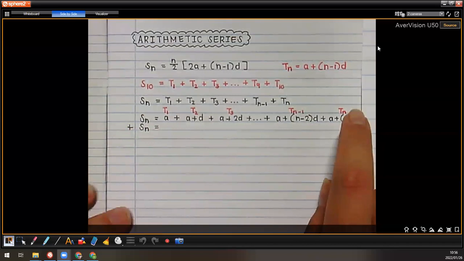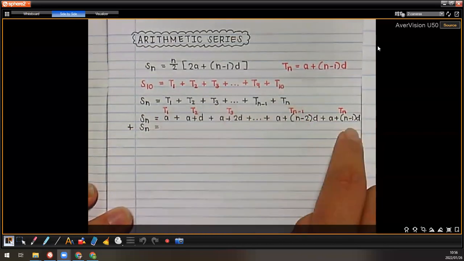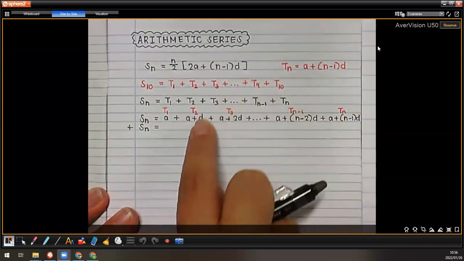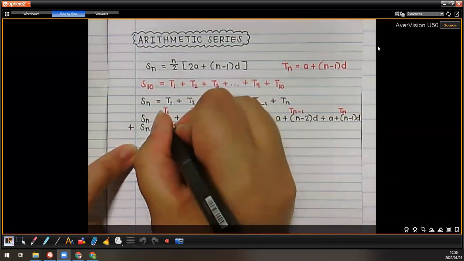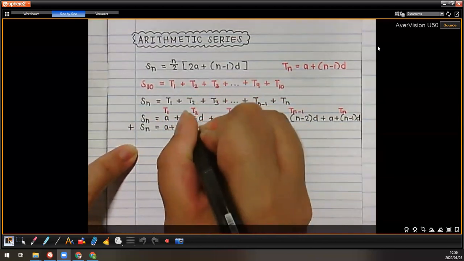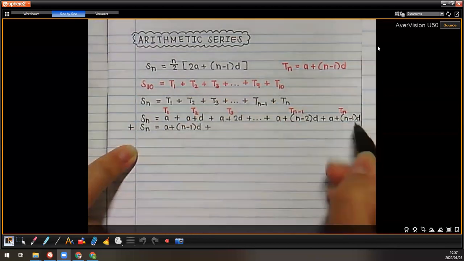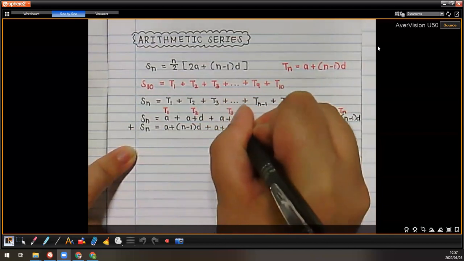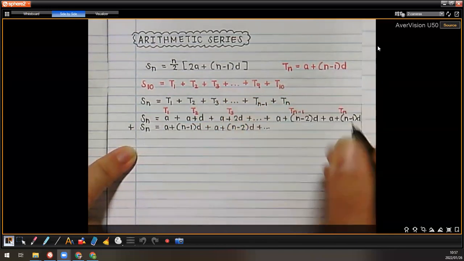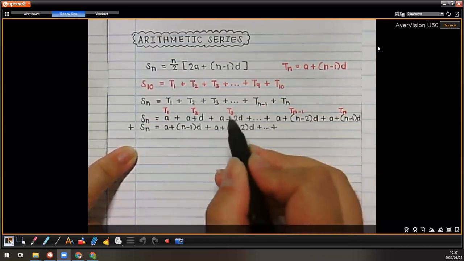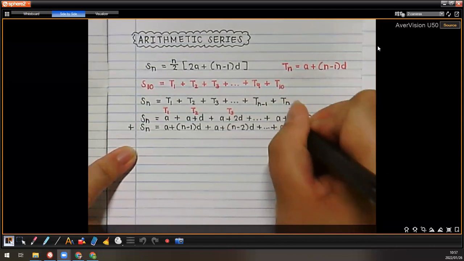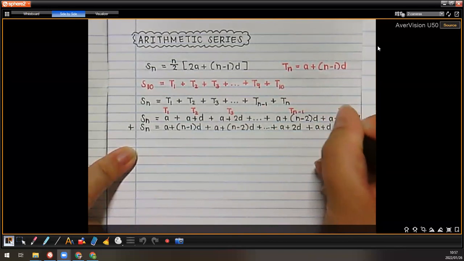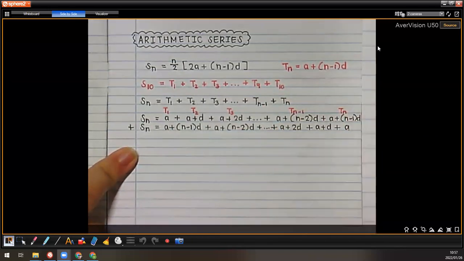Then for the next line, you're just going to take all of these terms and write them in reverse. So we're going to write term n first, then n minus 1, then 3, 2, and then 1. So we're going to do a plus n minus 1d plus, so we're done with that one. The next one was a plus n minus 2d plus, and then another plus, so we're done with that one now. And now we're going to write term 3, a plus 2d plus the next one, a plus d, and then finally we are writing term 1.